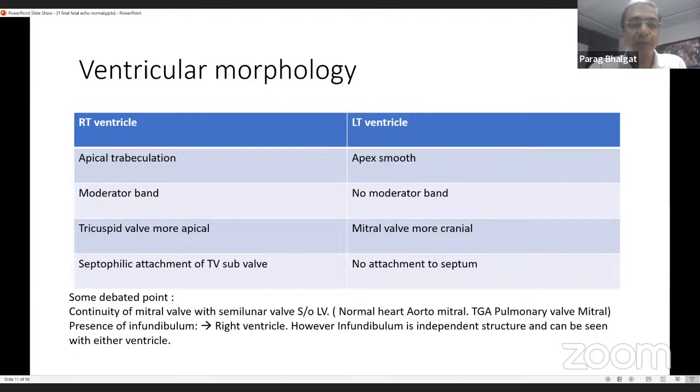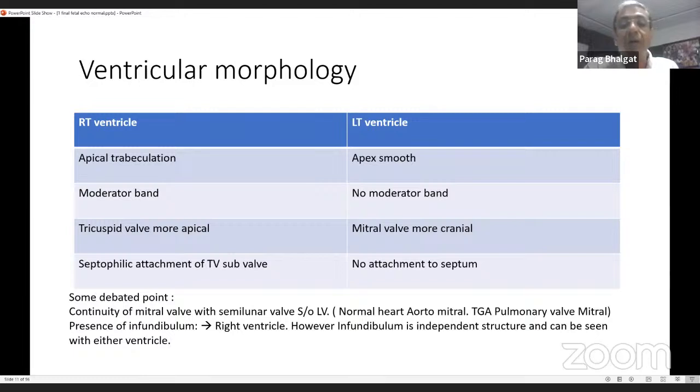Tricuspid valve is more apically attached, the left mitral valve is more cranially placed. Septophilic attachment of the tricuspid valve, while the mitral valve is not attached to the septum. There are a few controversial points like septomitral or aortomitral continuity, or aortopulmonic continuity in a TGA setting. But there are cases where infundibulum has been observed on the LV.